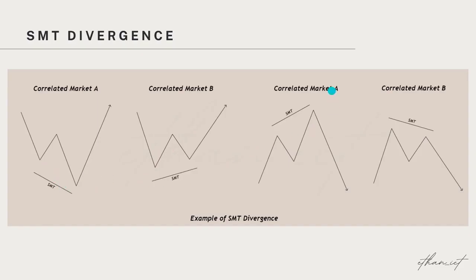And vice versa. Here we have correlated market A making a new higher high, which means market B should be making a new higher high as well. But in this case, it fails to make a higher high and makes a lower high, right? So this would be SMT divergence. When you get SMT divergence on the lows, this is a bullish signature. So we're looking for bullish price action after this occurs. Whereas if you get SMT on the highs, you are looking for bearish price action, as that is a bearish signature.